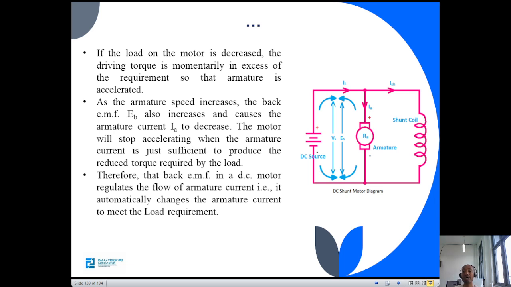Therefore, back EMF in a DC motor regulates the flow of armature current, and it automatically changes the armature current to meet the load required. That is the importance of the back EMF.